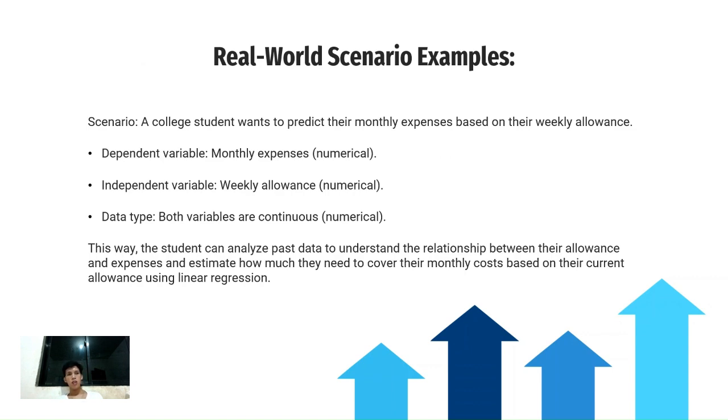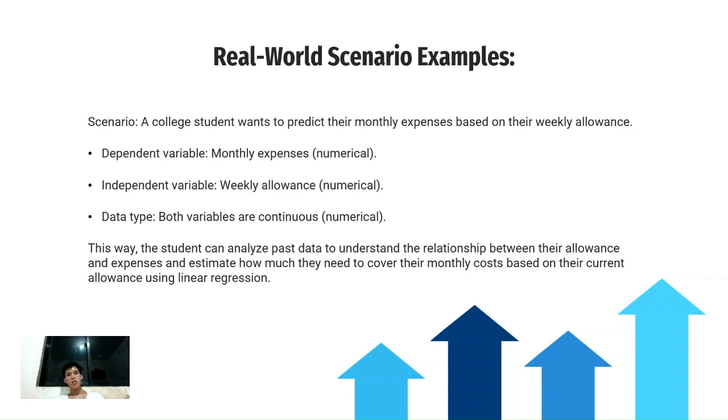The scenario is a college student who wants to predict their monthly expenses based on their weekly allowance. Let's say this is me. I have a weekly allowance of, let's say, 500, and I'm boarding. We find the dependent variable, which is the monthly expenses, in numerical form. We find the independent variable, which is my weekly allowance, also in numerical form. We check the data type: both variables are continuous, which is also numerical.